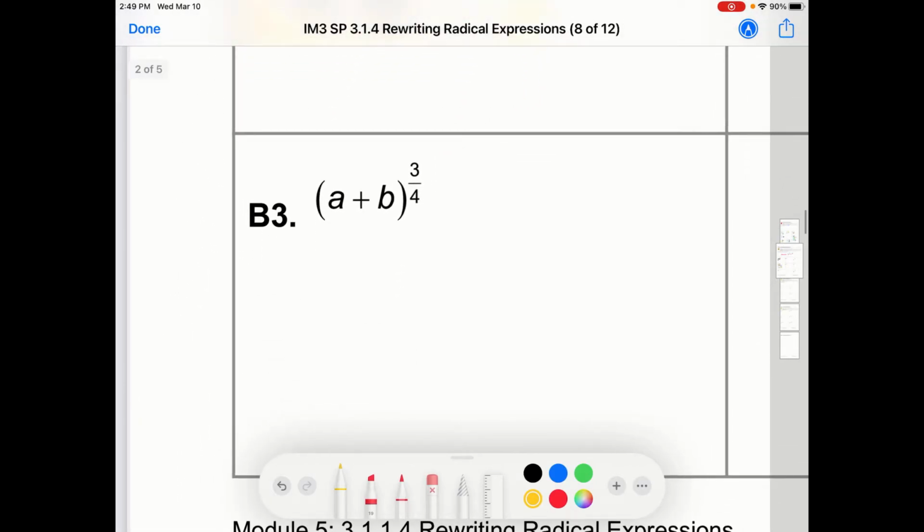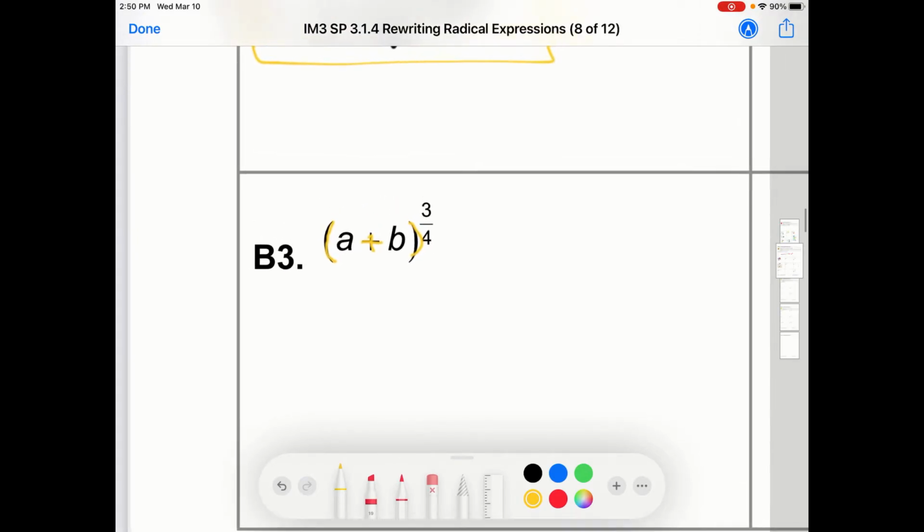All right, let's look at B3. Now, you have to be very careful because this is called a factor. We actually learned about that last chapter. Why is it called a factor? Because it has these parentheses with a plus sign in the middle. What that tells us is you cannot separate them, okay? So you just leave it as a whole thing.